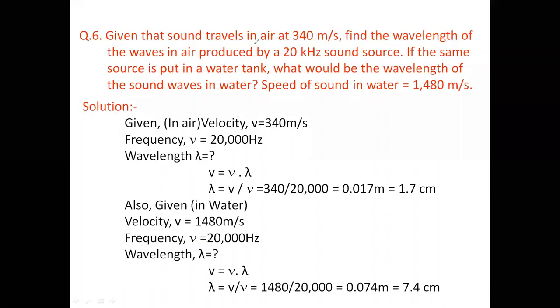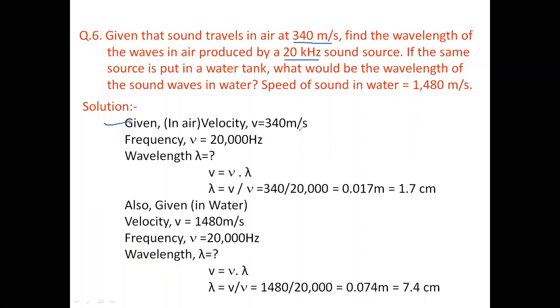Question number 6. Given that sound travels in air at 340 meter per second, find the wavelength of the wave in air produced by 20 kilohertz sound source. ठीक है, यहाँ पे कह रहा है 20 kilohertz sound का एक source है और sound का जो speed है air में that is 340 meter per second. This is the first part of the question. ठीक है, पहले इसका solution हम लोग देख लेते हैं.